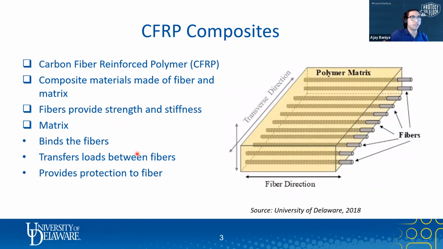Just a quick overview on CFRP composites. CFRP stands for carbon fiber reinforced polymer. It's made up of fibers and matrix. There are different types of fibers, and carbon fiber is one of them, frequently used in civil engineering applications. Matrix is sometimes called resin or just epoxy, depending on who we are having the conversation with. The use of the matrix is to bind the fibers, transfer load between fibers, and also provide protection to the fiber and overall integrity of the composite. Fibers are typically responsible for the strength and stiffness of the composite.